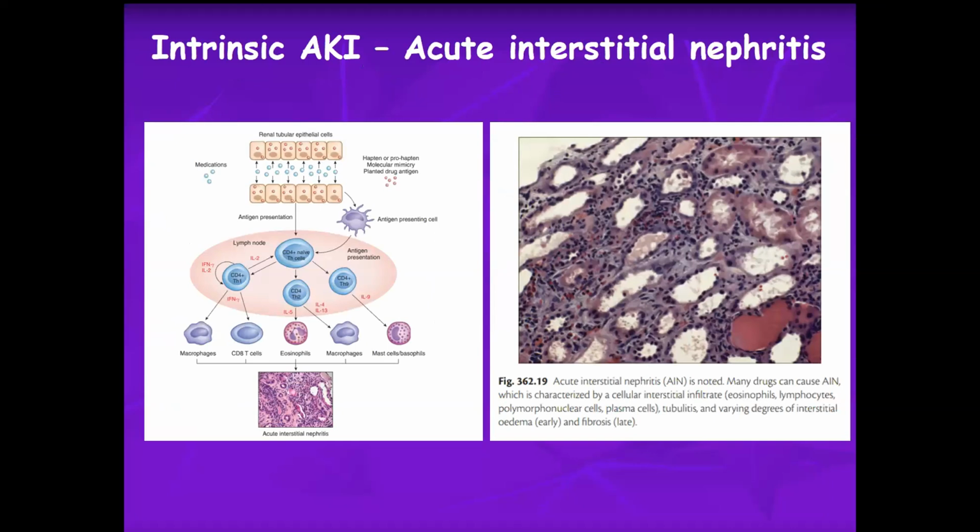So with acute interstitial nephritis, the diagram on your left-hand side shows you entry of the drug into your tubular cell, causing an immune response that can cause activation of your eosinophils, macrophages and CD8 T cells. And the diagram on your right shows you the acute interstitial nephritis. Many drugs can cause acute interstitial nephritis. It's a cellular interstitial infiltrate involving lymphocytes, eosinophils, polymorphonuclear cells and plasma cells.